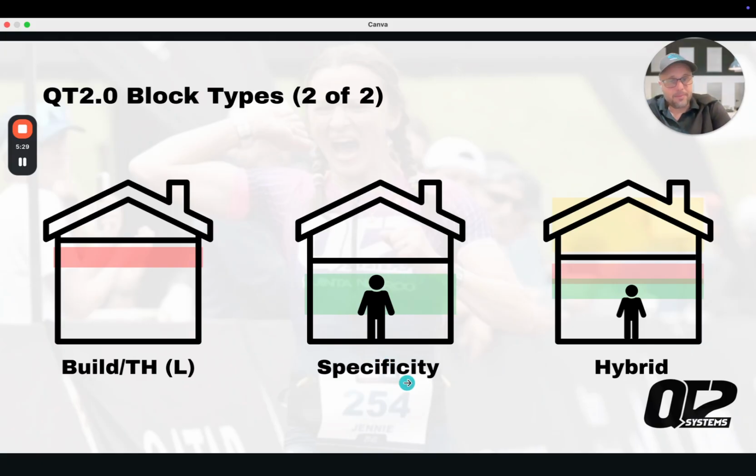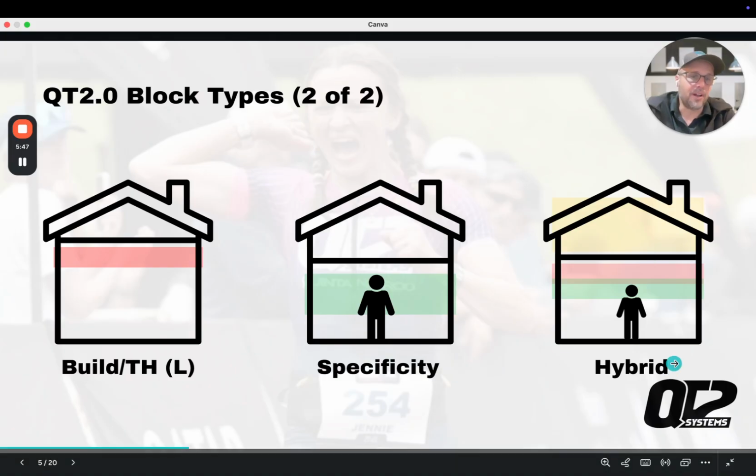We have a specificity block, which is very race specific. And in this case, we are not necessarily aiming to build fitness. We are instead aiming to utilize the fitness that we have in the most race specific way possible, depending upon the athlete's choice event.